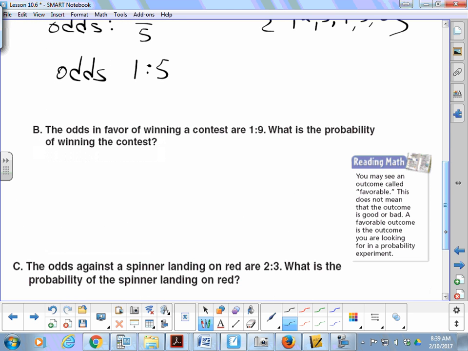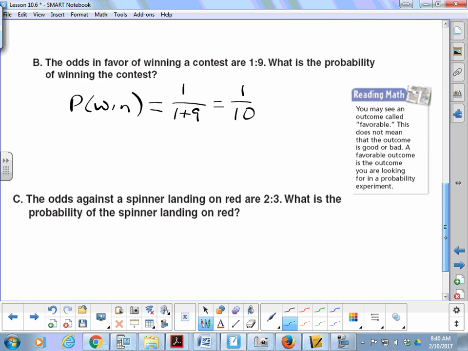All right, so the odds in favor of winning the contest are 1 to 9. What is the probability of winning the contest? The thing to remember is that when you're doing odds, those two numbers add together to make the total. So the probability that we win is 1, and for the total I add those two together for my denominator, so it's 1/10. So there's a 1/10 chance of winning if the odds are 1 to 9. Okay, so you answer letter C.